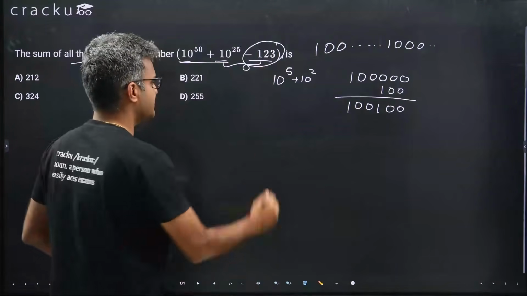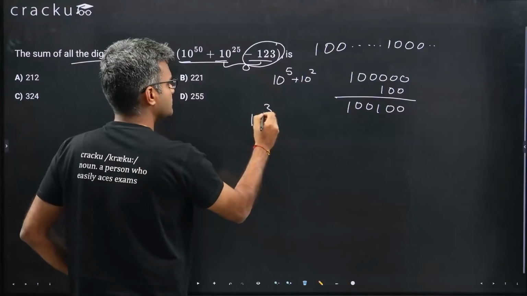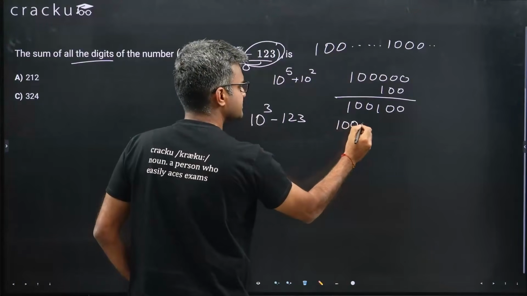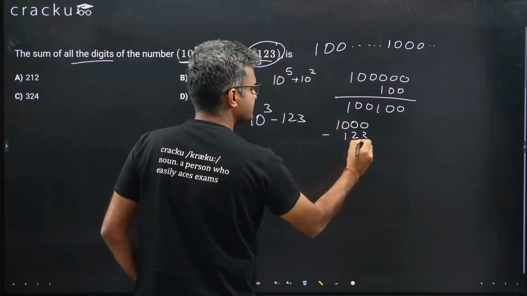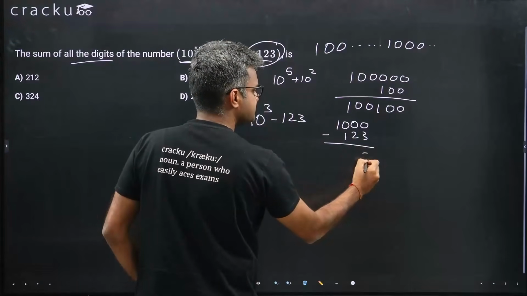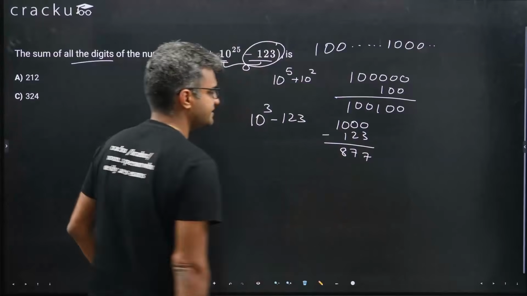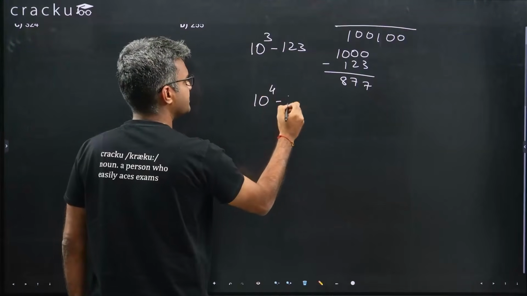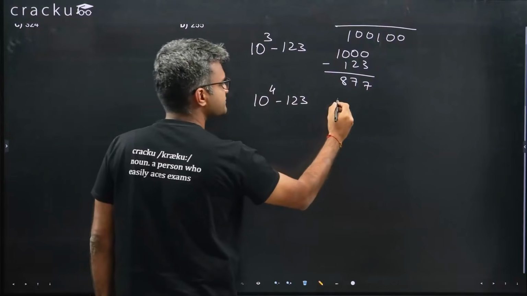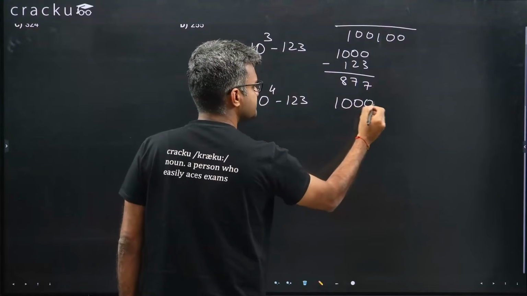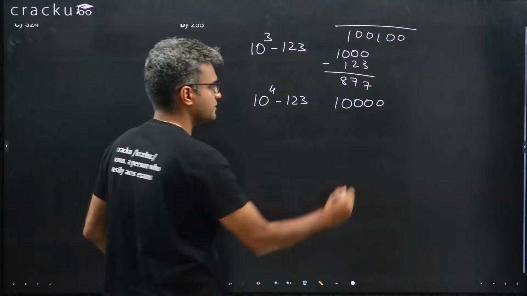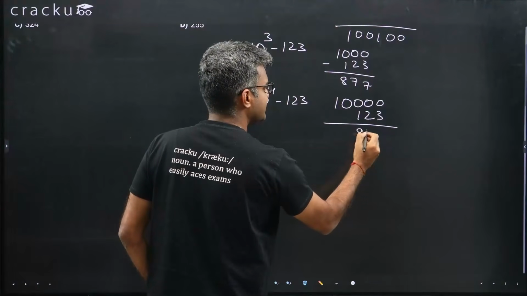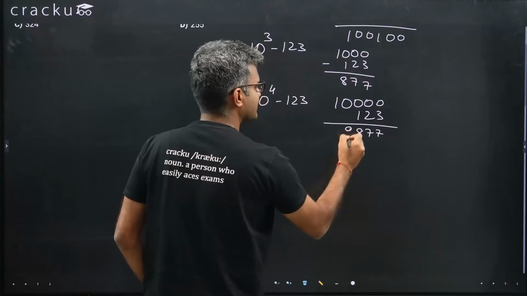So to do that, let us see how does 10 cube minus 123 look like. 10 cube is 1000 minus 1, 2, 3 will be equal to 877. How does 10 to the power 4 minus 123 look like? 10 to the power 4 minus 123 will be 1 followed by 4 zeros, minus 123. So this will be, again, 877, but now we'll have a 9.